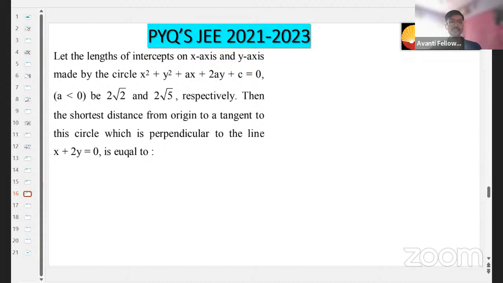Let the lengths of intercepts on x-axis and y-axis made by the circle be 2 root 2, okay, it is given. Shortest distance from origin to tangent to the circle, which is perpendicular to the line. Did you understand the question? Again, there is very much information given. Let's break it down into two parts. First, let us see the intercept. So this is the x-intercept, this is the y-intercept. Now, let's find the center and radius.